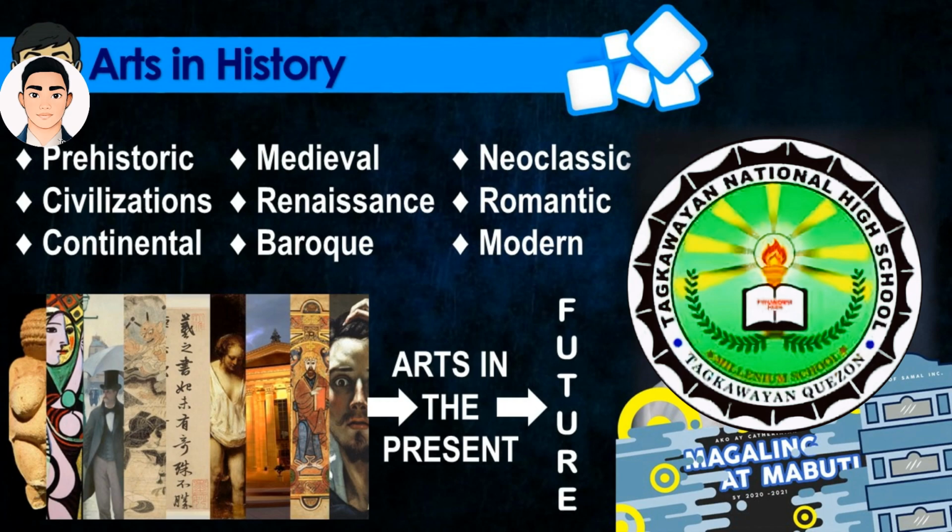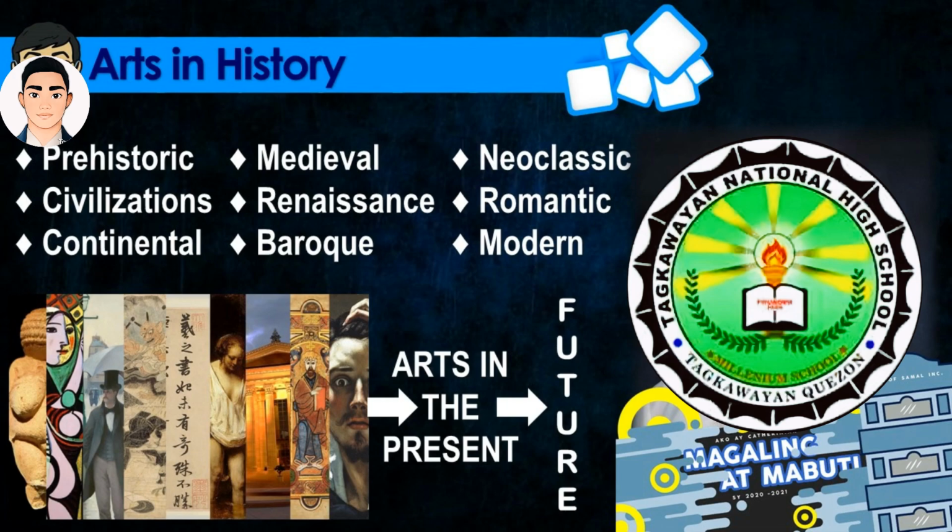But look at the words sa itaas. Prehistoric to modern. I know these words are already familiar to you because these are the arts that you learned when you were in junior high school. Prehistoric and civilizations, iyan ang mga sining na ginamit at ginawa ng mga unang tao. When you were in grade 8, you learned Asian art, and that's an example of continental arts.